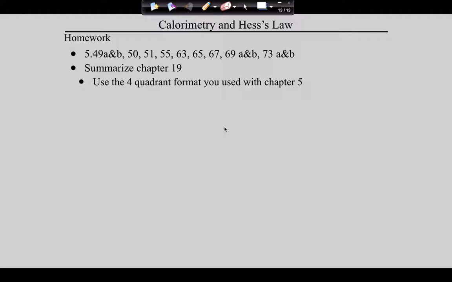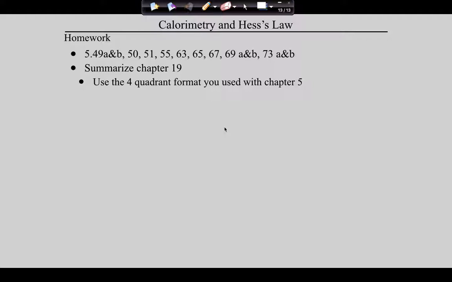Guys, chapter 19 is going to be the same 4-quadrant system that you used for chapter 5. Can we talk about how we're going to handle this? This is just an honor call, y'all, but I need you to do this. When I see you Thursday, we are going to grade the homework over enthalpy, the previous assignment that you wrote down. That's going to be due. Does that make sense? Okay.